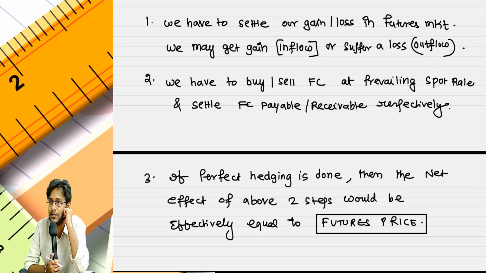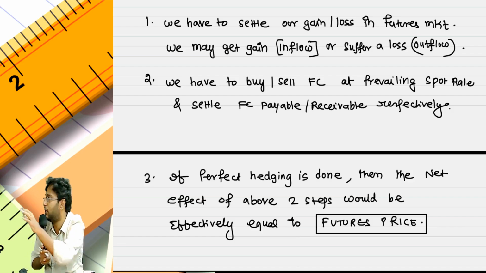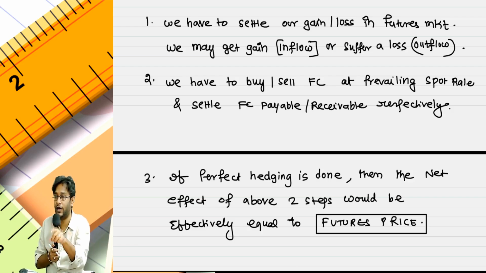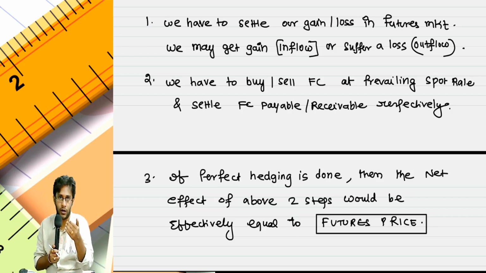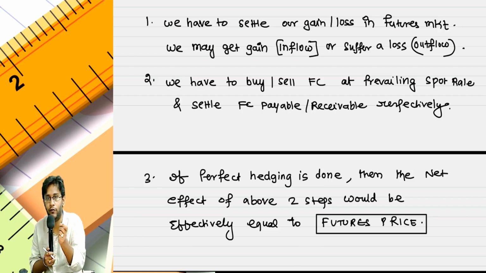With futures contracts, sir, you cannot run away. Definitely it has to be executed. So surely it will be equal to the futures price, provided perfect hedging happens and you hold the contract till the maturity date. So your FC receivable or payable date should match with the futures maturity date. Only then will this happen.